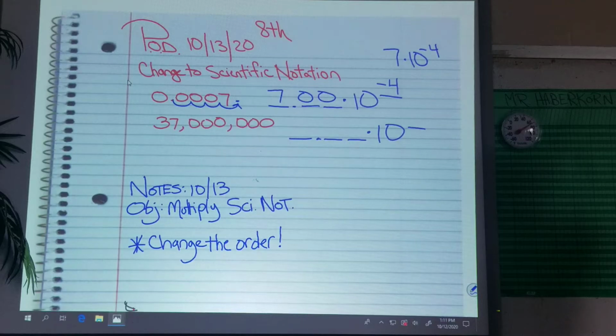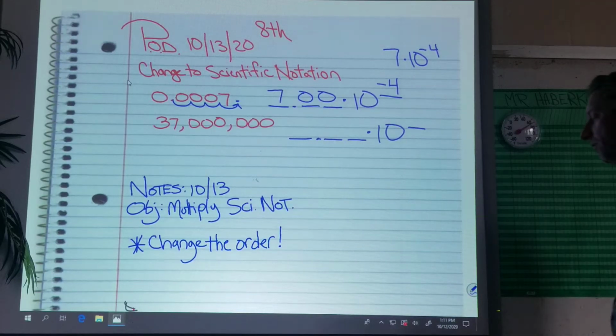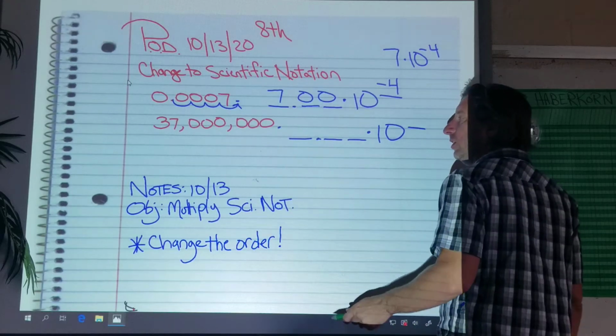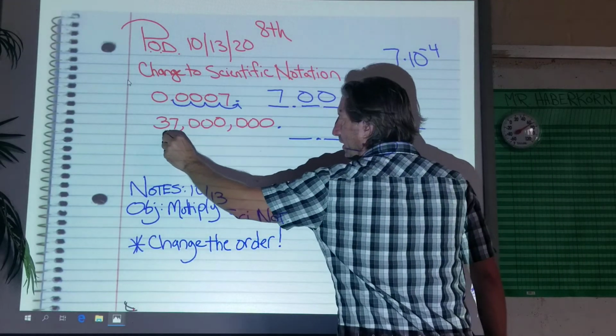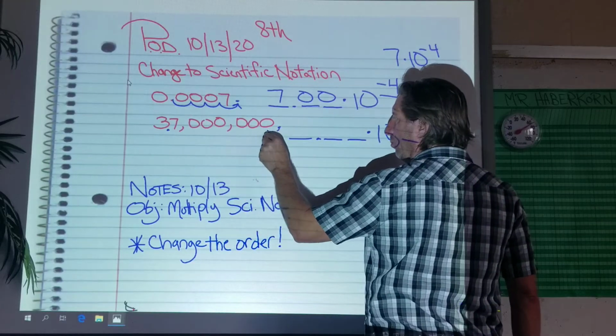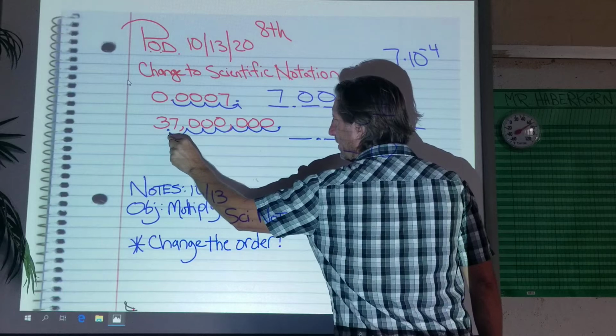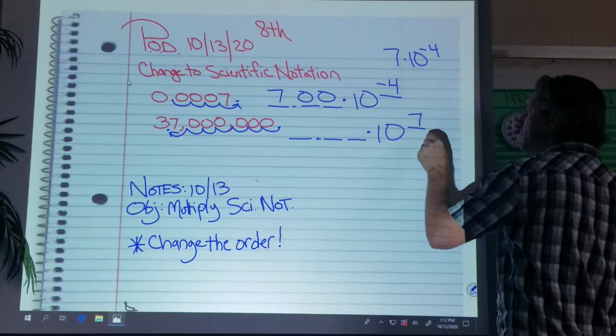All right, the next one. We don't have a point. Well, there should be one, and it's hiding there at the end. We want to move it to here after the first significant digit. So how far did I move it? 1, 2, 3, 4, 5, 6, 7 spaces, right? So times 10 to the 7th.